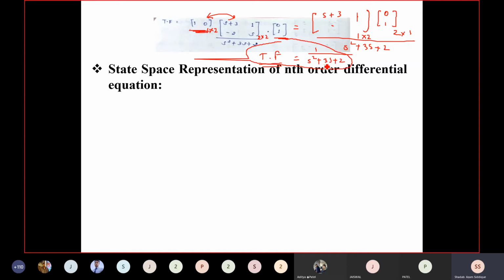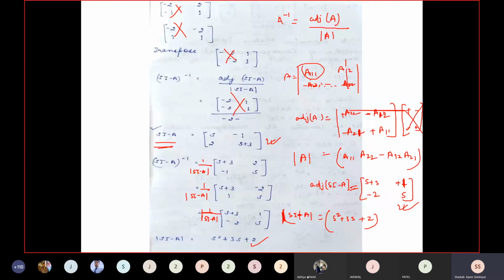So you should do the matrix multiplication in the correct order. Otherwise, your matrix is wrong. So this you should get after multiplication: 1 divided by S square plus 3S plus 2. Correct. I hope you are familiar with this. Something is written wrong here; this is a student copy, so don't go through it. This is correct.